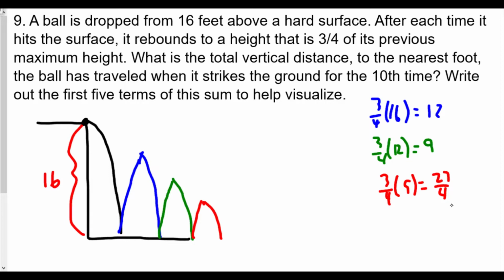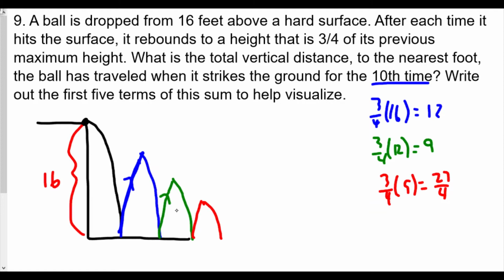And so since we're looking for when it strikes the ground the 10th time, the idea is that we're going to end up having the ball fall 10 times, but rising 9 times. Does that make sense? Because after the first bounce, it rises up. After the first bounce, it rises up here. So that's our first rise. And then our second rise. So this is our first rise, and our second rise happens after the second bounce.